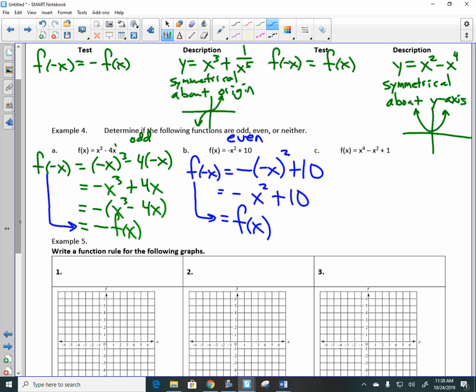Last one, odd, even, or neither. What do you think? It is even. Suppose I switch this and instead of a 1, I add an x. At that point, it would be neither, because you wouldn't be able to get it to work out for odd or even. As you see, it mixes even exponents and odd exponents. Can you see the difference? Okay.